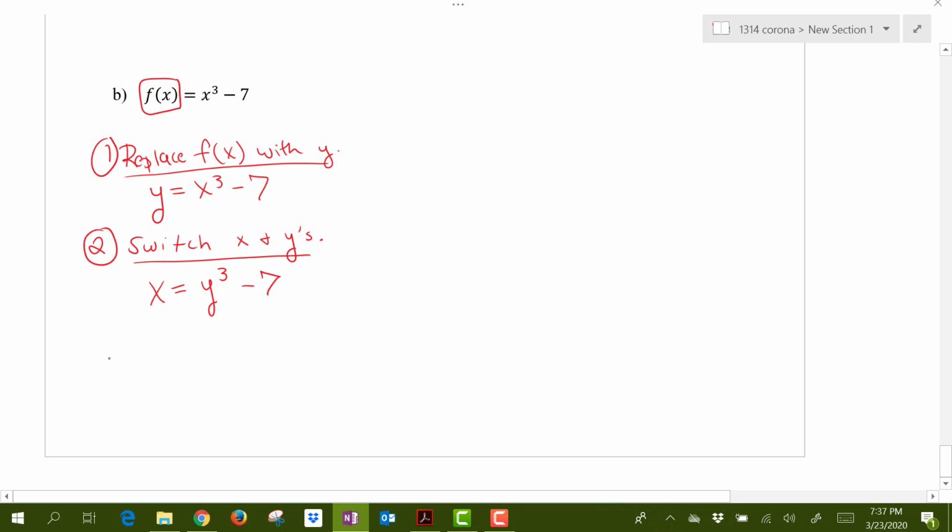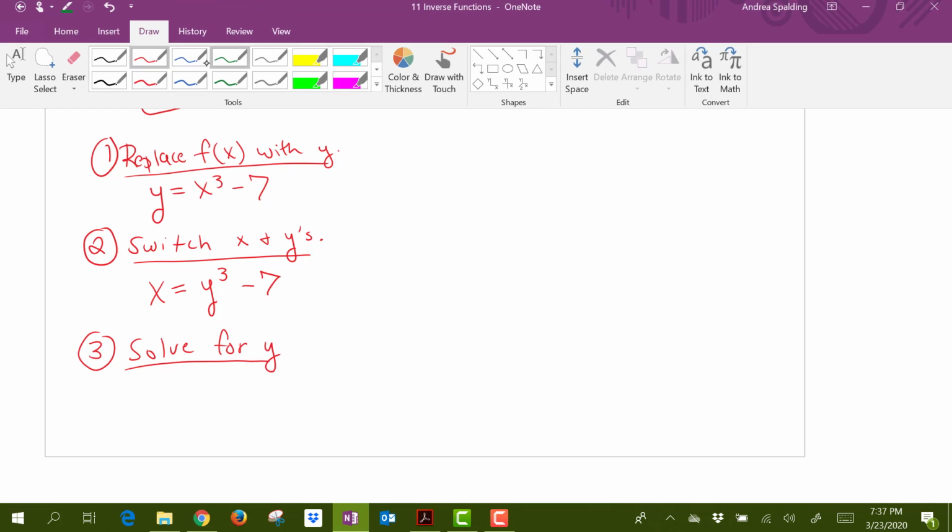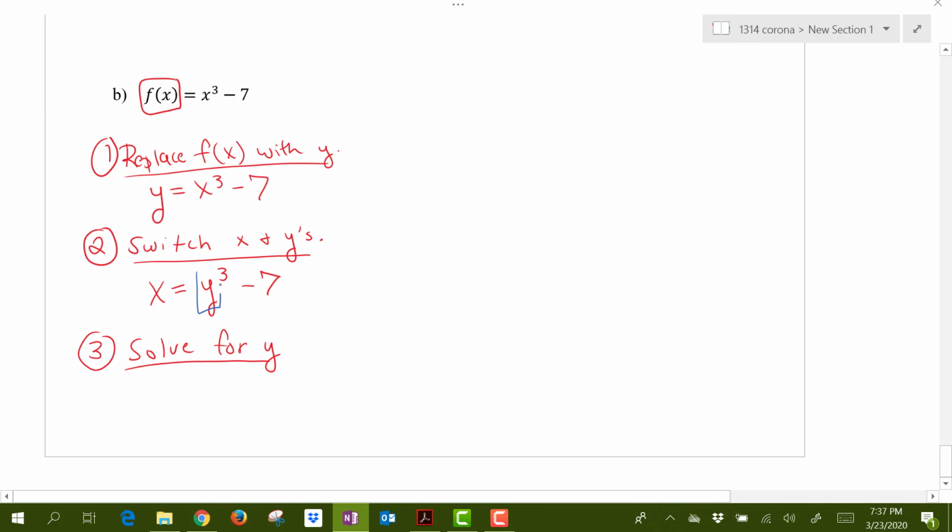Step 3 is where the interesting things start to happen. In step 3, we want to solve for y, or get y by itself on one side. In order to do this, the first thing I'm going to do is any adding and subtracting that I can do. So I'm going to add 7 to both sides of the equation. I get x plus 7, now those are not like terms, so I can't actually combine them, is equal to the minus 7 and the plus 7 are going to cancel each other out. So we end up with y cubed.